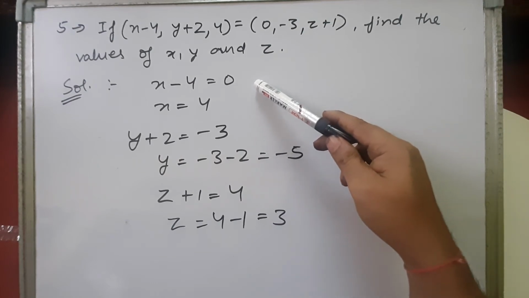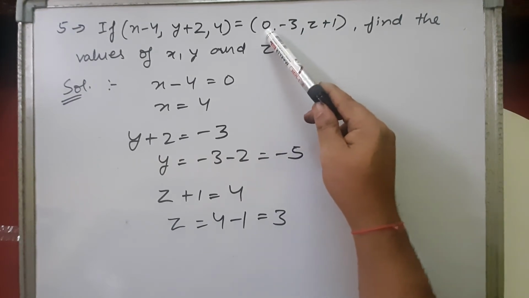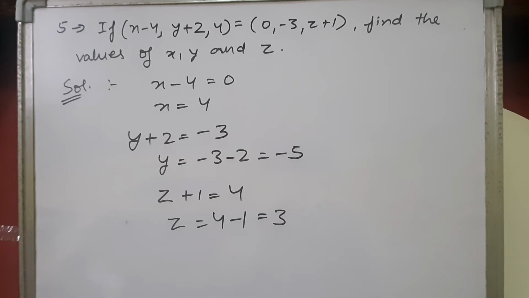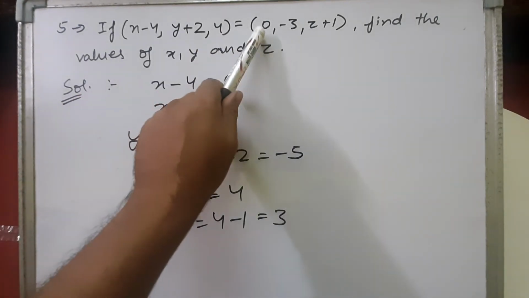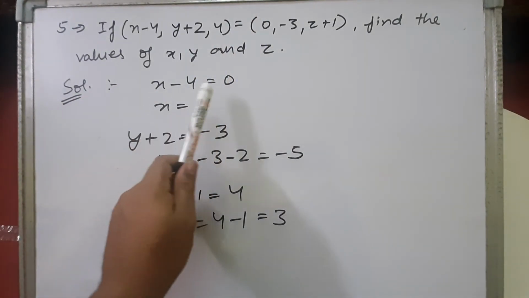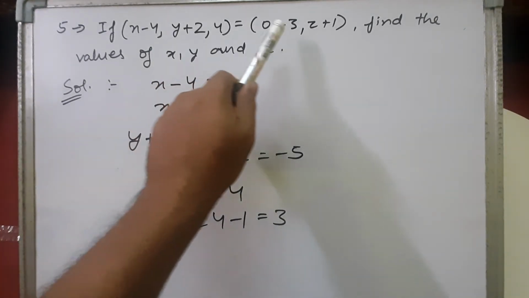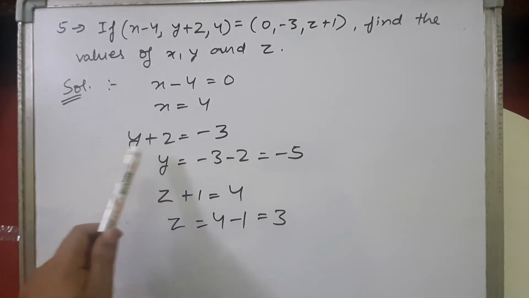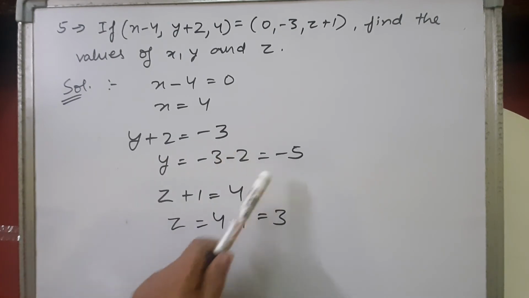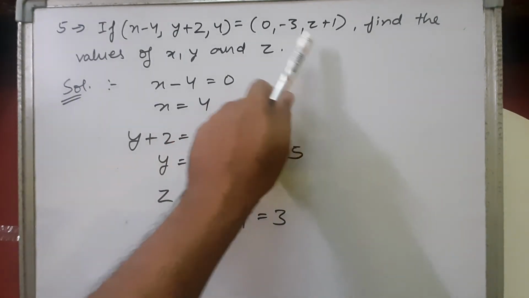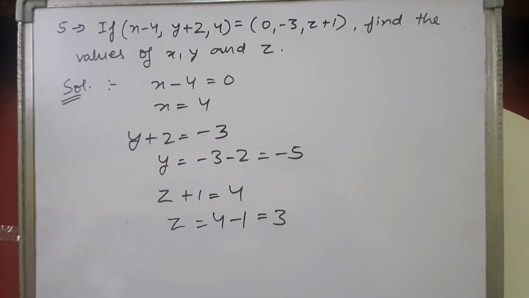Okay, so we can say that x minus 4 equals 0. Here the value is x minus 4 and here the value is 0. So when x minus 4 equals 0, the value of x will be 4. If y plus 2 here and here it is minus 3, so if y plus 2 equals minus 3, the value of y is minus 5. If z plus 1 equals 4, then the value of z is 4 minus 1, it will be 3. Alright.